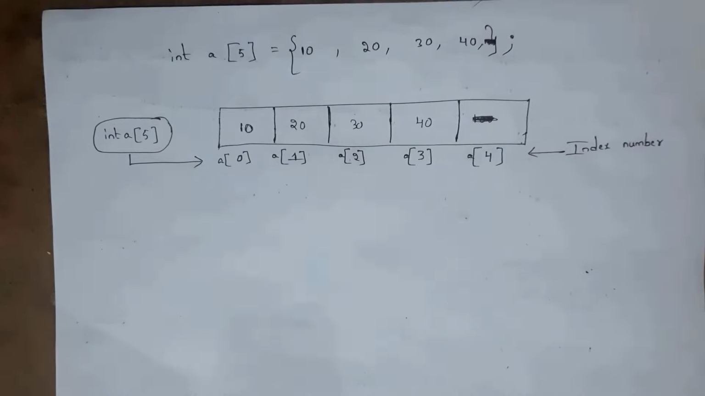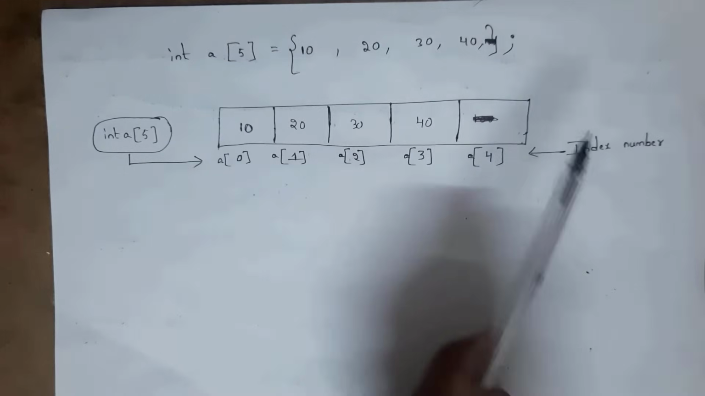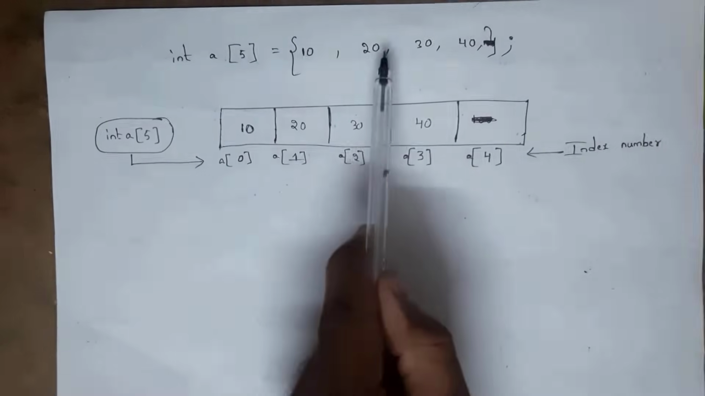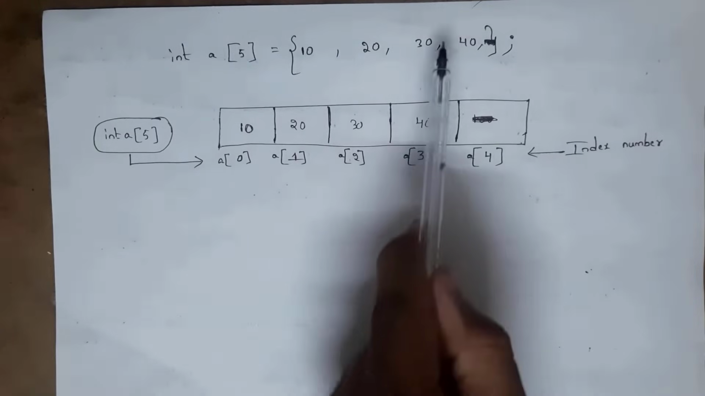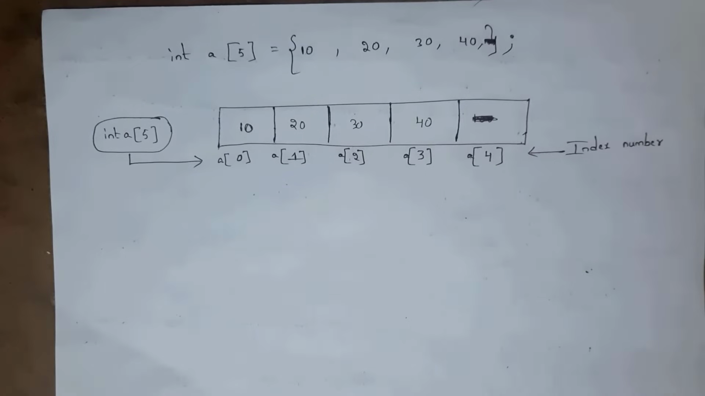Here I gave values 10, 20, 30, 40. Here I took size as 5, but I gave only 4 values. So this value 10 is stored in index number 0, value 20 is stored in index number 1 and 30 and 40 are stored in index number 2 and 3. This is how values are stored in an array.